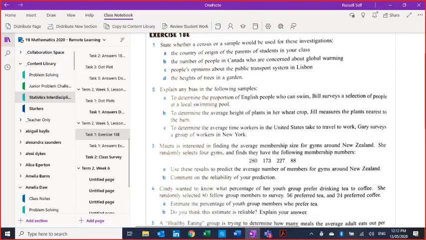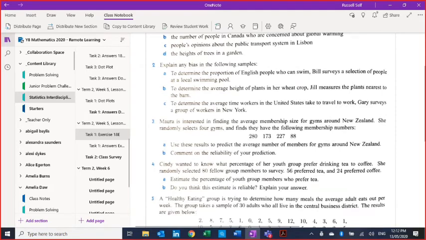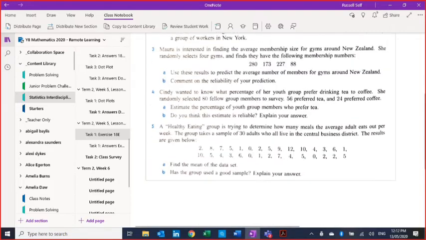All right, good. All right, explain any bias in the following samples. Determine the proportion of English people who can swim. Bill surveys a selection of people at a local swimming pool. So did he pick a good sample if he was asking for all the people in England who can swim if he goes to the pool? No. Because people who can't swim aren't likely to be at a swimming pool, are they? Yeah. Some of them might be because they could be like me taking lessons, but not always. Okay?